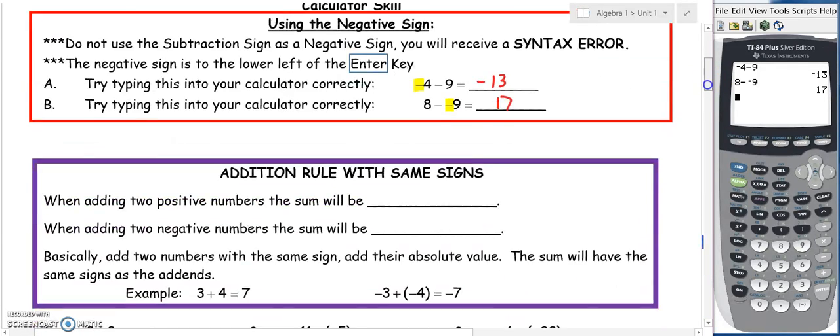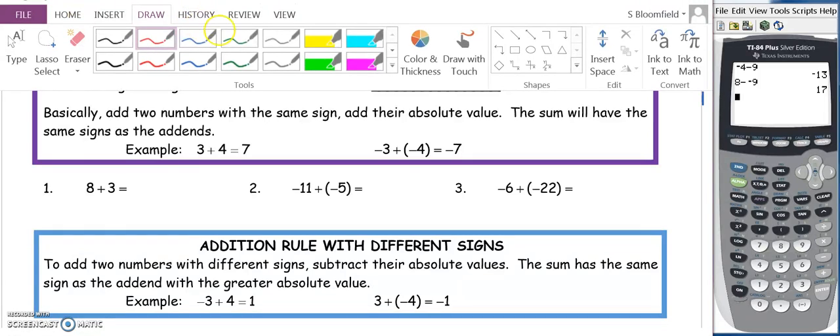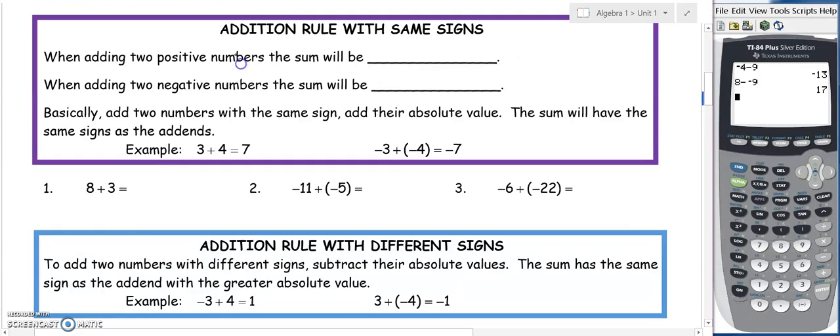So first, let's review our addition rules. With addition, if they have the same sign, so if both numbers are negative or both numbers are positive, we're going to expect the same sign to come out. So if you're adding two positive numbers, the sum will also be positive. For example, 3 plus 4 equals 7. Both numbers were positive, so my solution was positive.